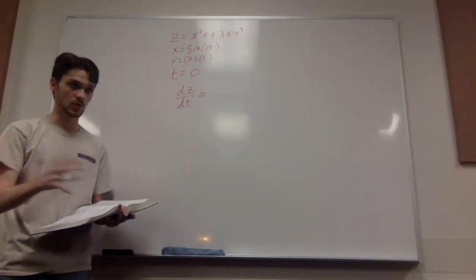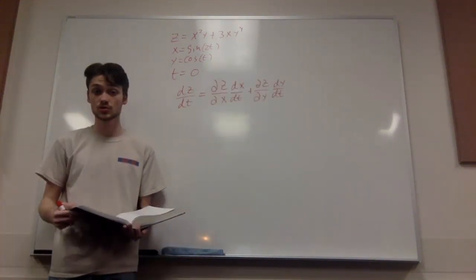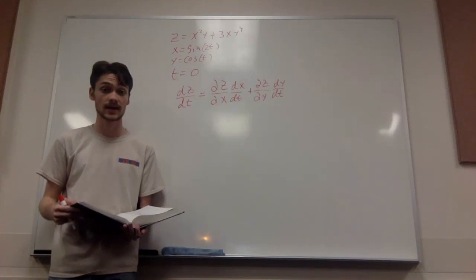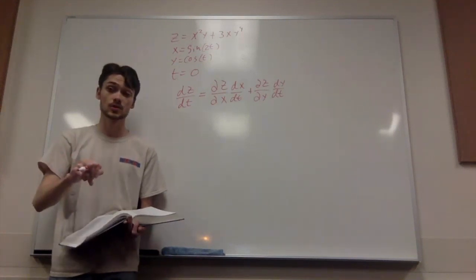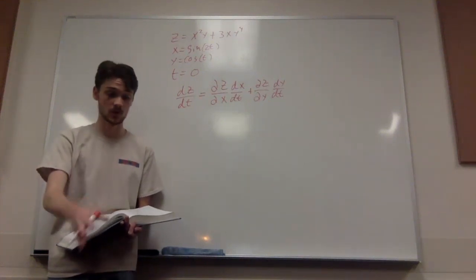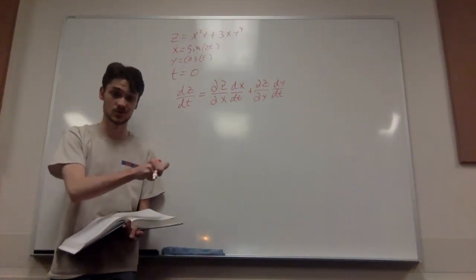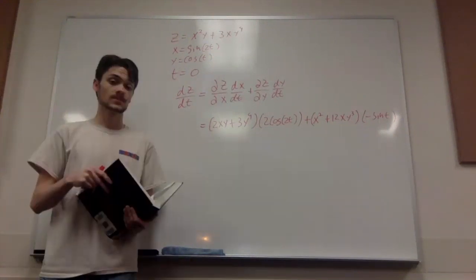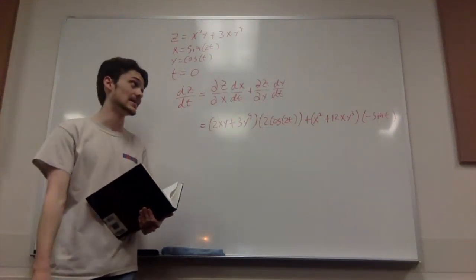Let's recall our equation for dz/dt: the partial derivative of z with respect to x times dx/dt, plus the partial derivative of z with respect to y times dy/dt. Using the values we found before, we can just plug those into that equation. Doing that, we get this. The last thing we need to do is plug t into this.